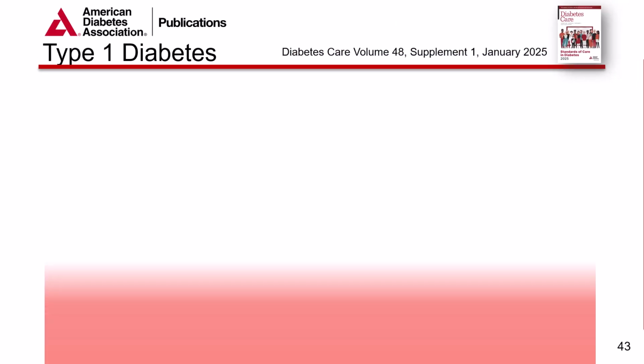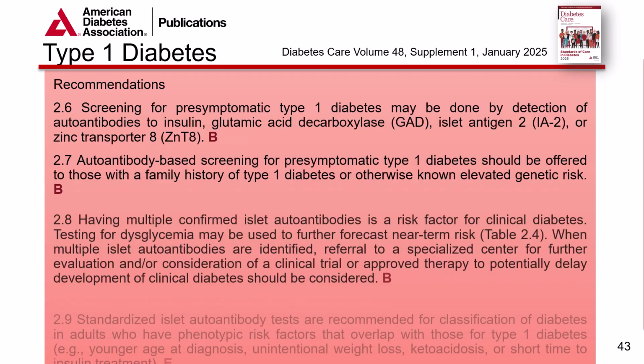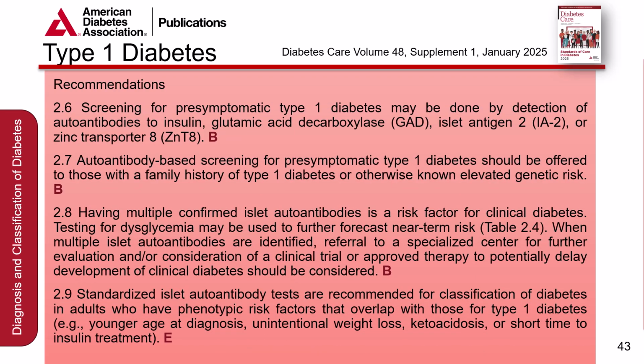Type 1 diabetes. Recommendations. 2.6. Screening for presymptomatic type 1 diabetes may be done by detection of autoantibodies to insulin, glutamic acid decarboxylase, islet antigen 2, or zinc transporter 8. Level of evidence B. 2.7. Autoantibody-based screening for presymptomatic type 1 diabetes should be offered to those with a family history of type 1 diabetes or otherwise known elevated genetic risk. Level of evidence B. 2.8.